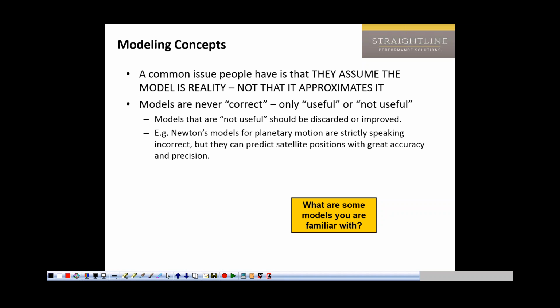So models are never correct. They're only useful, or powerful is another good word that you can use. So we can talk about a more powerful model or a more useful model, but we can't usually talk about whether a model is right or wrong, okay?